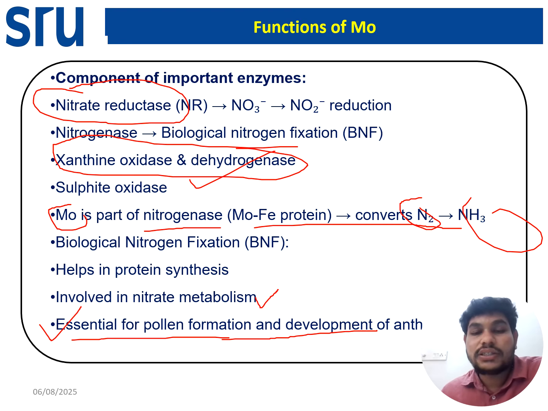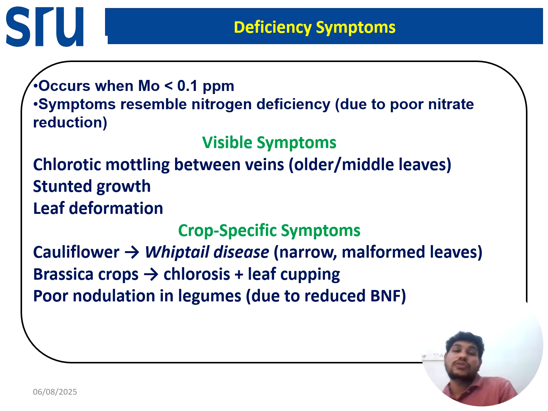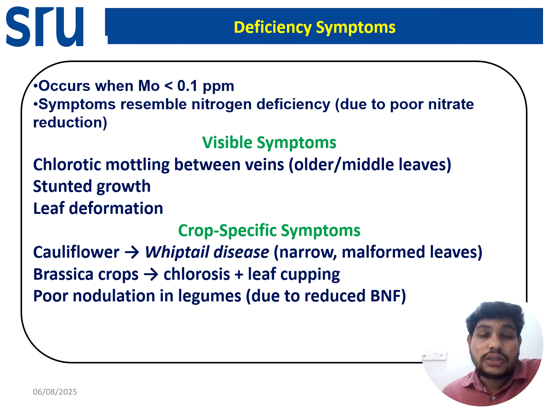So if the deficiency is there, we will see that pollen formation or flowering will not be good. Even if the flowering is good, there is no fruiting in the plant. The deficiency will occur when molybdenum is less than 0.1 ppm. The deficiency will always look like nitrogen deficiency because molybdenum is also a mobile element. So its deficiency will mostly occur on the older leaves.